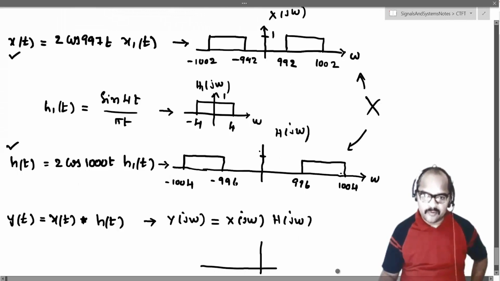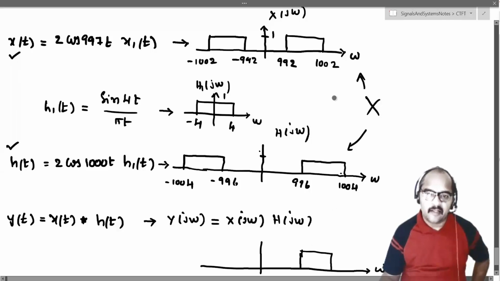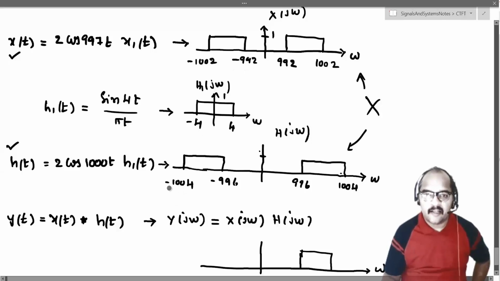So Y of j omega will look like this. Okay, so the final plot will look from where to where? You will get a rectangle from 996 to 1002, and similarly on the negative side this rectangle exists from minus 1002 to minus 996. So overall the product exists from where to where?